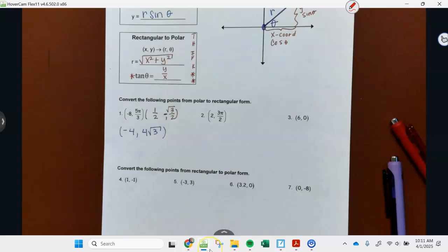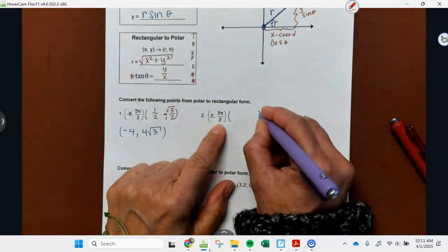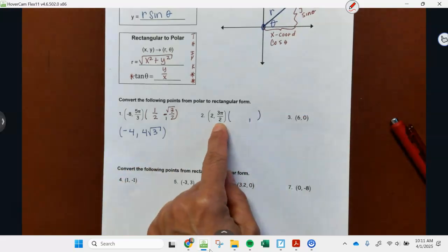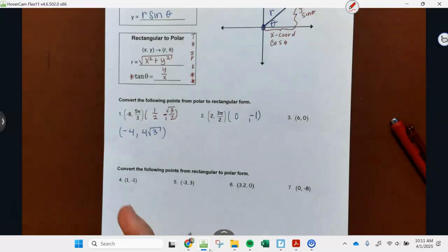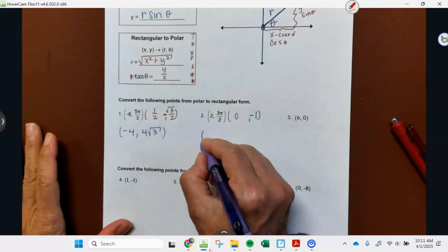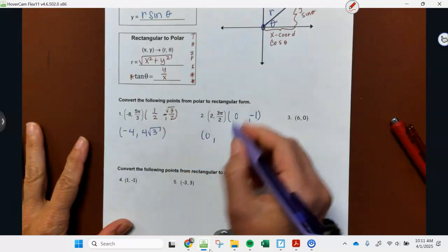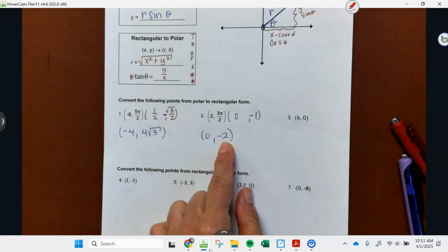So back to page 6, just moving your eyeballs over. 3 pi over 2, remember that's at the bottom of the unit circle, so that's going to be 0, negative 1. So on a rectangular coordinate grid, just distribute that 2. 2 times 0 is 0. 2 times negative 1 is negative 2. That's where that is going to be on a coordinate grid.